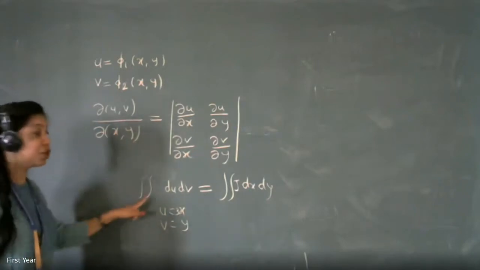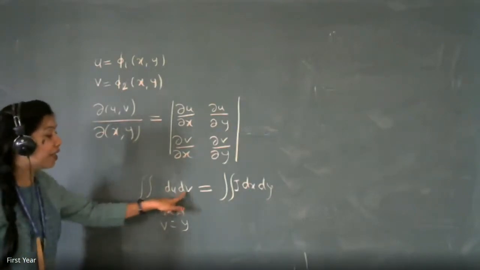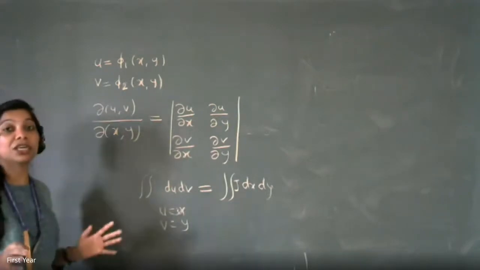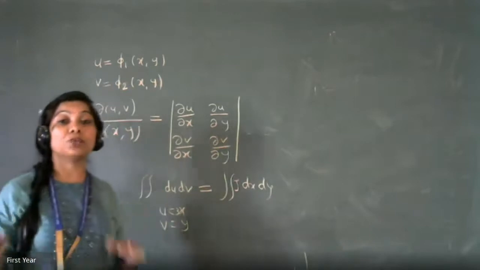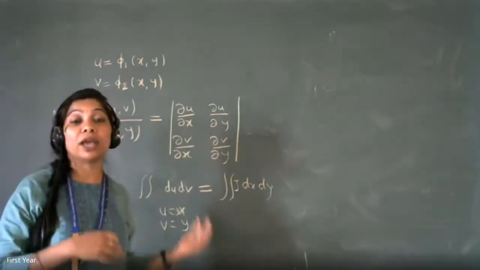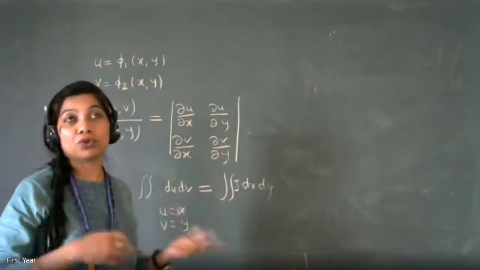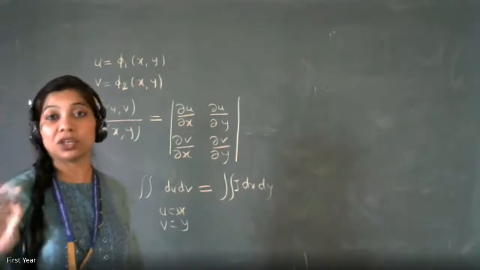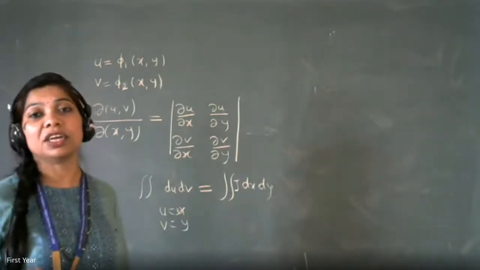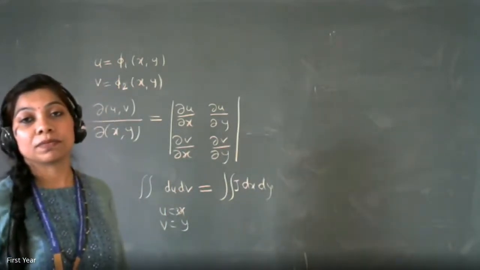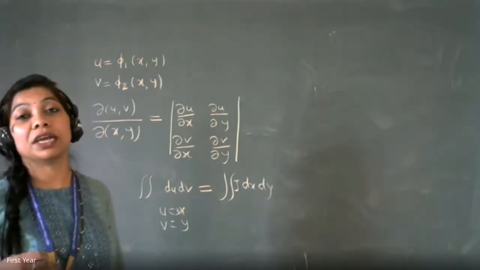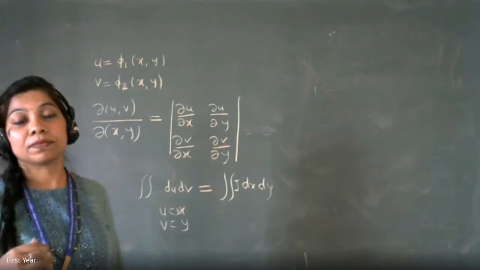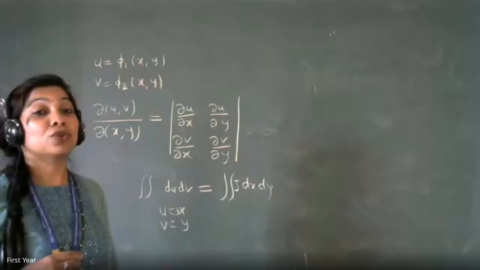In double integration, sometimes direct integration in uv is difficult because of the function. For example, if you have u square plus v square upon u square plus v square raised to 3 by 2, such a type of function. Is the integration of this simple? No, ma'am. So it becomes difficult.